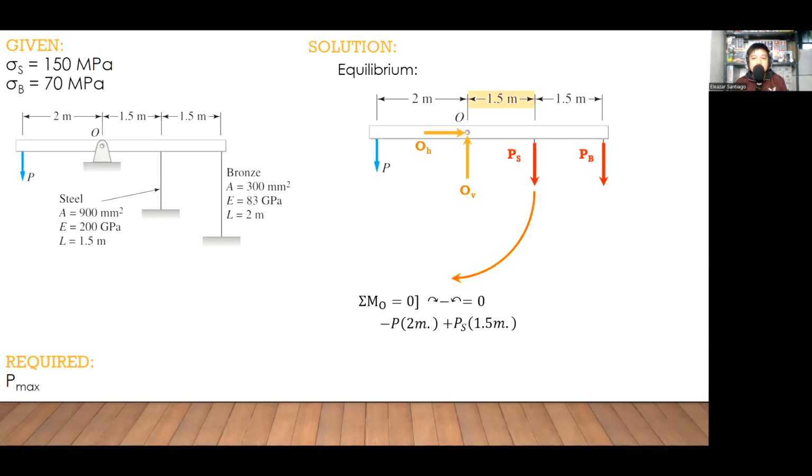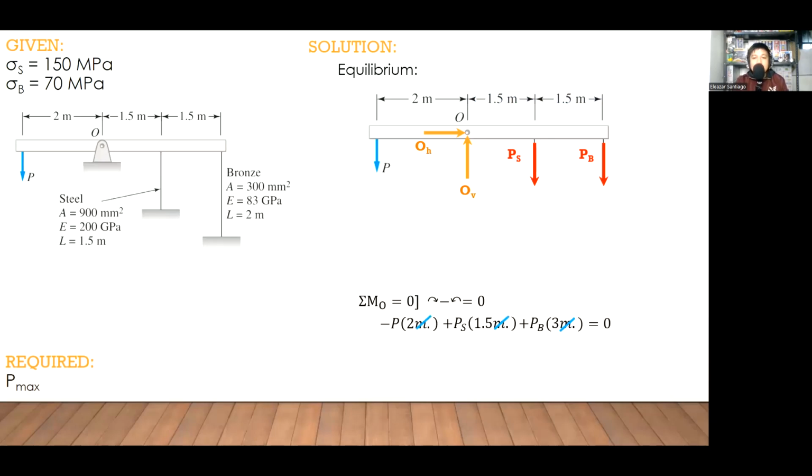So positive P sub S, then multiply that with its perpendicular lever arm towards point O, that is 1.5 meter. And similarly for our P sub B, it will have the same rotation as P sub S, that is clockwise, which means that it is positive. So positive P sub B times the lever arm, from point B or the point of the bronze towards point O, that is 1.5 plus 1.5, or 3 meters. So we do not have additional loading or moment. Therefore, this is equated to 0.